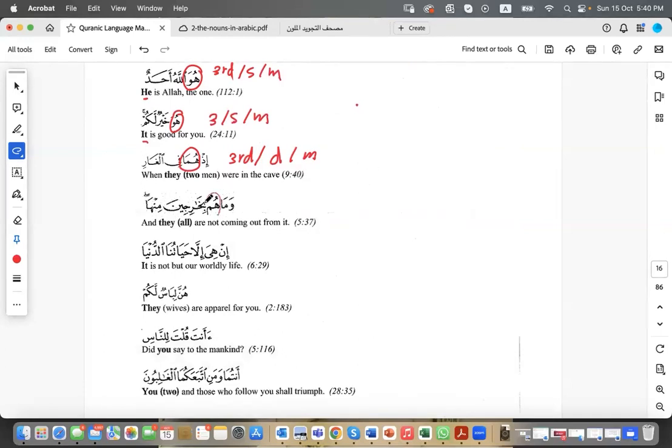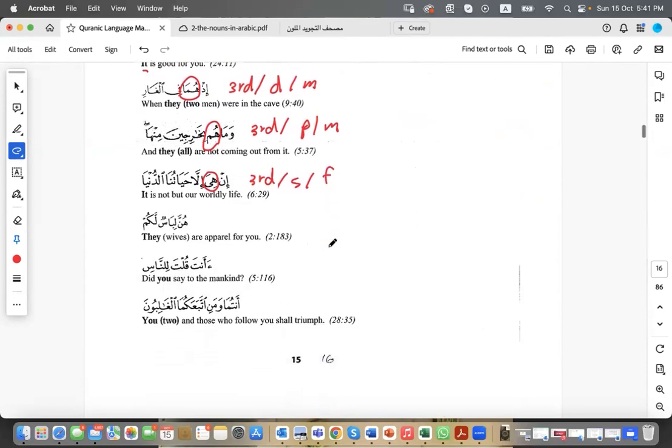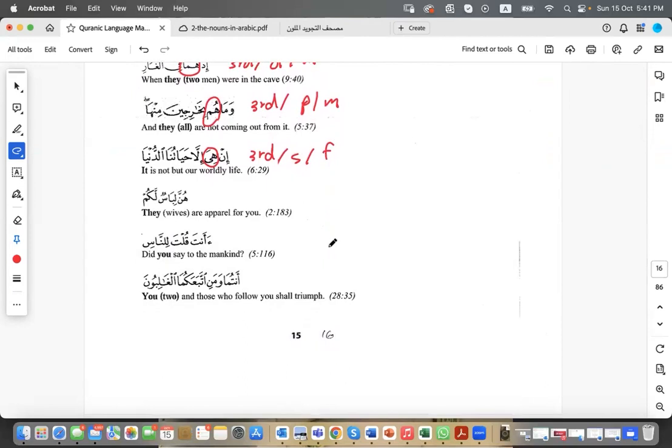Here, هم is third person, plural, masculine, and we said it can also be used with the mixed gender. طيب, هي is third person, singular, feminine. It can be translated into "she" or "it," but here in هي إلا حياتنا الدنيا, it's "it is nothing but our worldly life." هن لباس لكم is third person, plural, feminine.